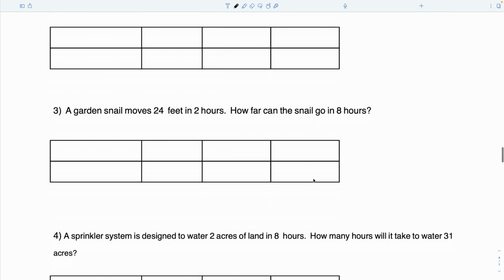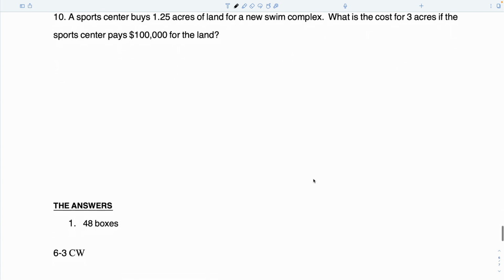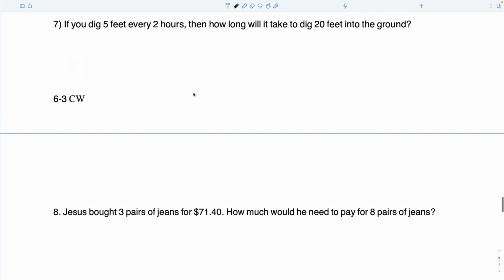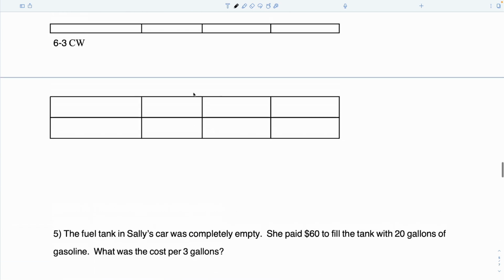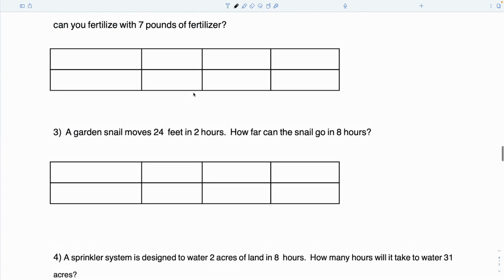You can choose any problem, bronze, silver, or gold. You need to be working for 5 minutes. If you want to head to gold, just know they're going to have decimals. If you want to head to silver, just know you're going to have some fractions and decimals. You can start wherever you want to. If you're doing 1 through 4, I need to have the ratio table filled out. Jameson, you're working? Use your time wisely, 5 minutes.